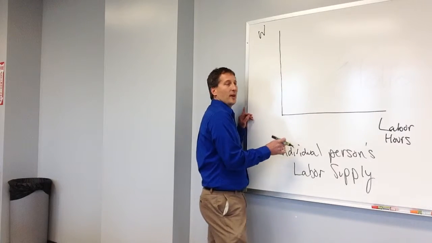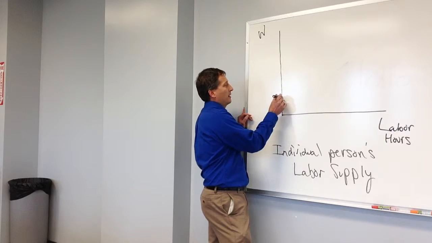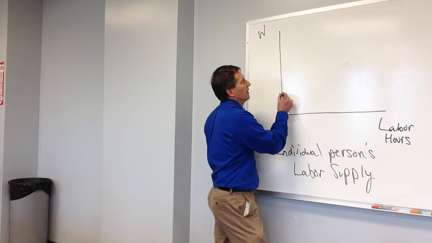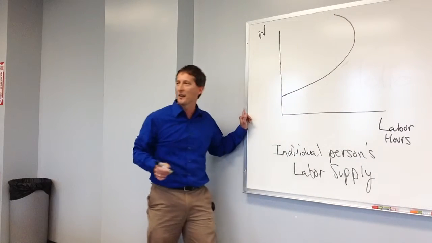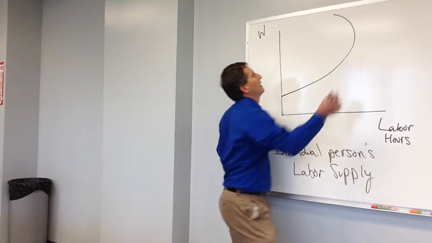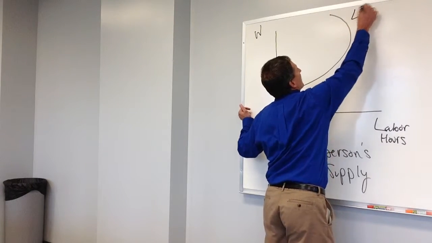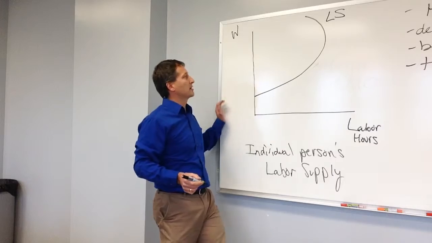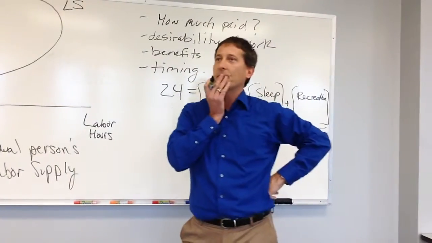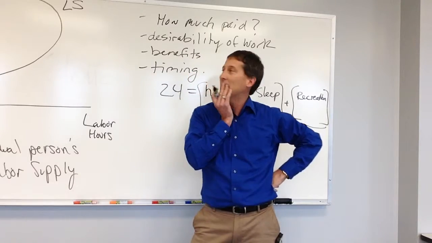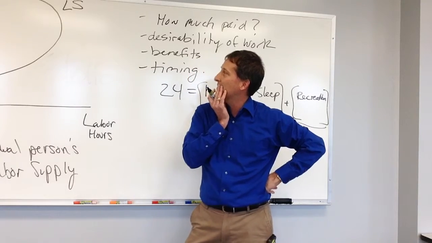What economists have found is that some of these supply curves look like this, which is awfully weird, isn't it? So labor supply, a supply curve that looks really curvy. What the heck would be going on here? Let's try to dissect that.